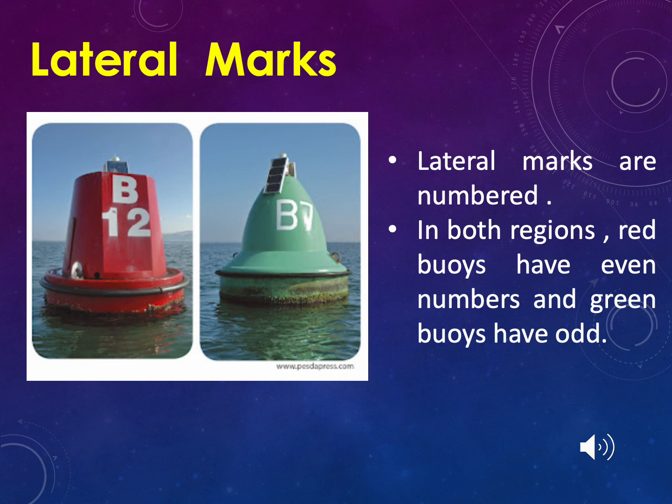Lateral marks are numbered. In both regions, red buoys have even numbers and green buoys have odd. The sequence follows the conventional direction of buoyage, for example, the numbers increase from seaward, toward land. No other buoys are numbered; however, any buoy may be lettered for identification, such as the safe water, preferred channel, or special marks.